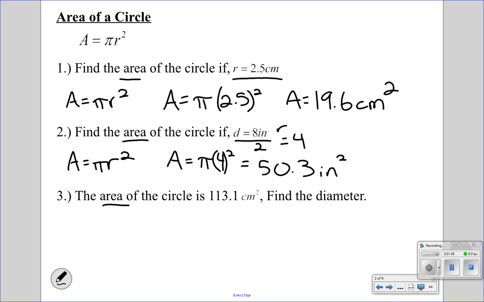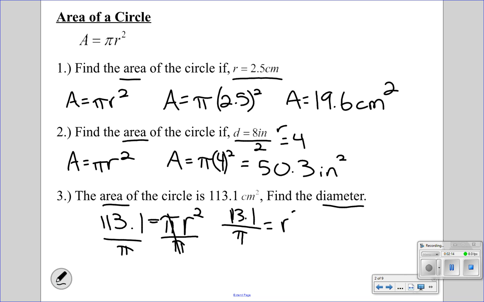Now this last one, they give us the area of the circle, and they ask us to find the diameter. So we're going to plug into our equation. We have 113.1, notice it's in centimeters squared, it's an area, equals pi times r squared. First thing we're going to do is divide by pi. So we have 113.1 divided by pi equals r squared. I want to get the radius, so we're going to take the square root of both sides. You can put this entire thing in your calculator, all of it underneath the radical, and you'll get that our radius is 6.0, so we're just going to say 6. And now remember, it asked us to find the diameter. So to go from radius to diameter, we just multiply by 2. So our diameter equals 12, and we've got to remember to label it. That's 12 centimeters.